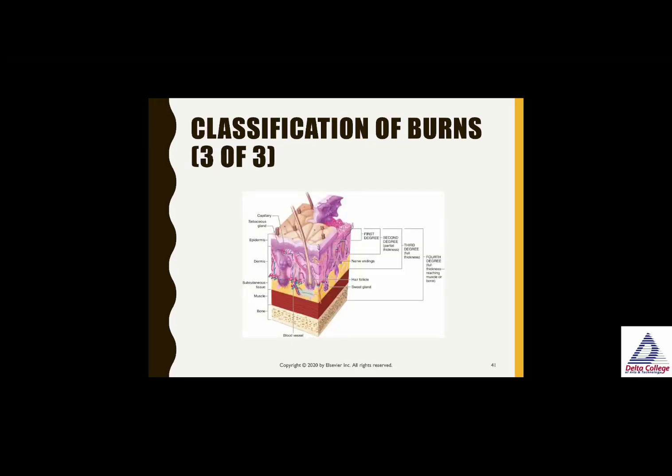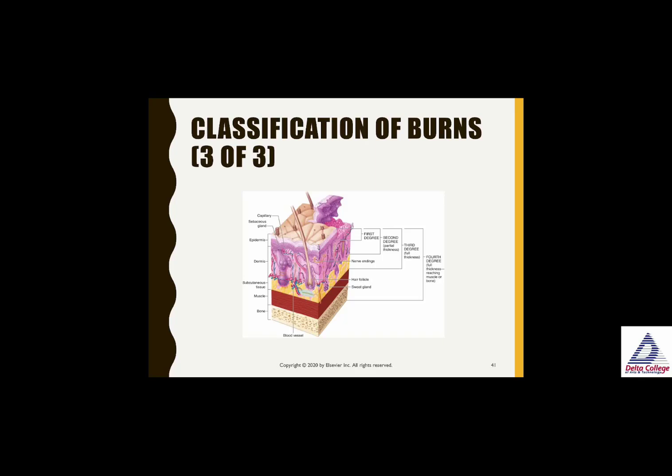So again, here is the skin. So you can see 1st degree, it's just the epidermis, the skin surface. 2nd degree is partial thickness, and you can see where it goes down into the dermis and into the junction there that causes blisters and swelling and fluid leakage. Then you've got 3rd degree, which goes down a little bit deeper. You can see where the 3rd degree has gone down past the subcutaneous, a little bit of muscle and bone.